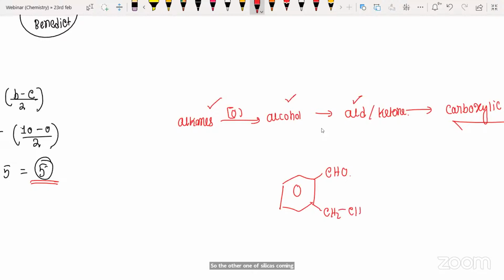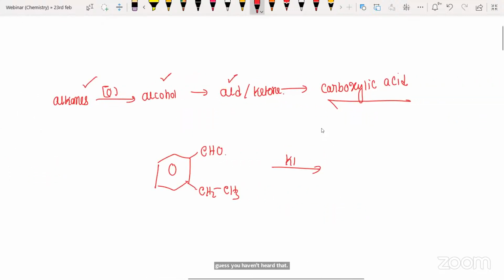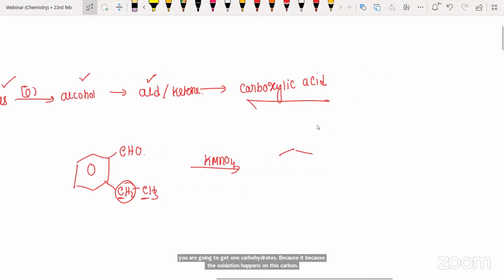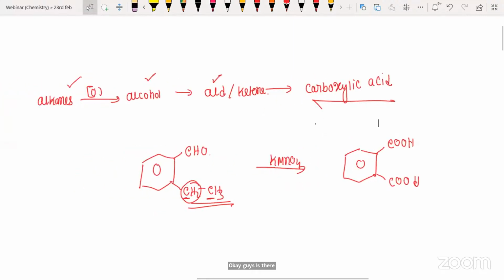How did I figure it out? I just compared the molecular formula. Now, guys, I guess you have learned that when you react this with KMnO4, although there are 2 carbons, you are not going to get a 2 carbon carboxylic acid. You are going to get a 1 carbon carboxylic acid because the oxidation happens on this carbon, right? So your product would be phthalic acid. However long your chain is, you'd always get 1 carbon carboxylic acid. Okay, guys? This is there in the carboxylic acid chapter. Go through that part as well, right?